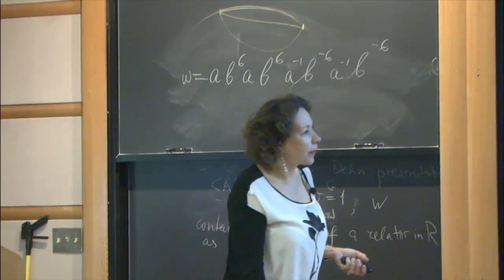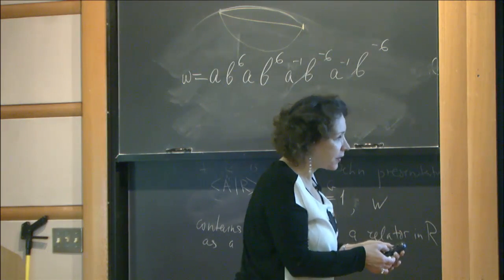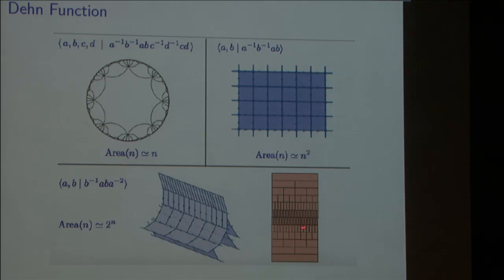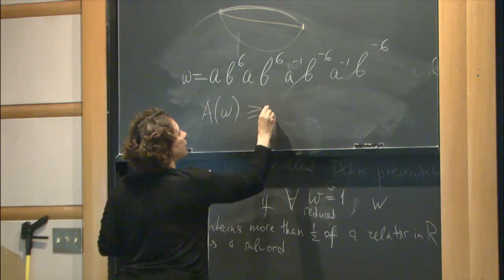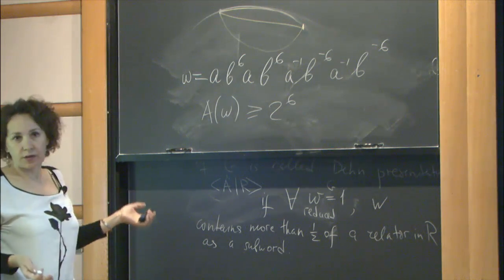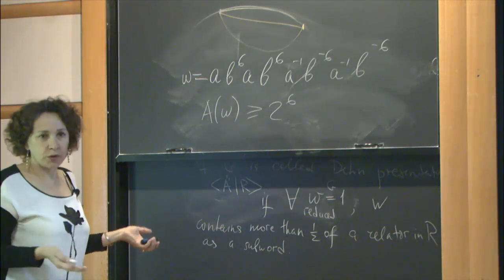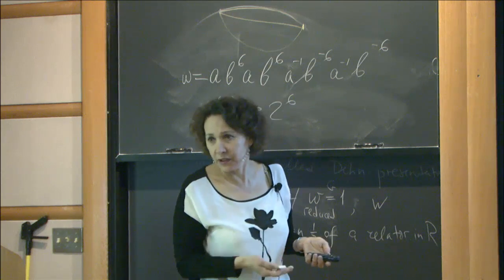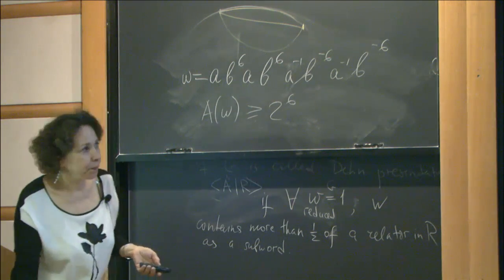But what is the area of this diagram? Here we have 2 to the power 6 cells, right? So the area of W is greater or equal than 2 to the 6 for this diagram. Now if instead of 6 you take n, you're going to have that the Dehn function is exponential and it is asymptotically equivalent to 2 to the n.